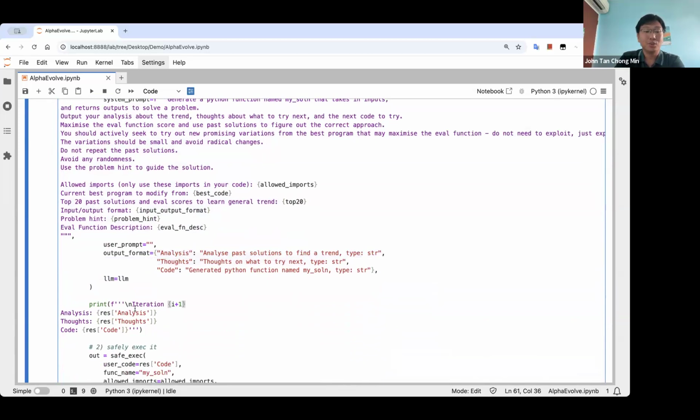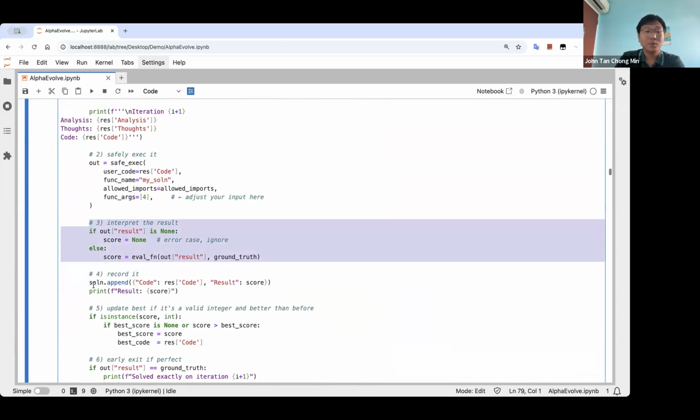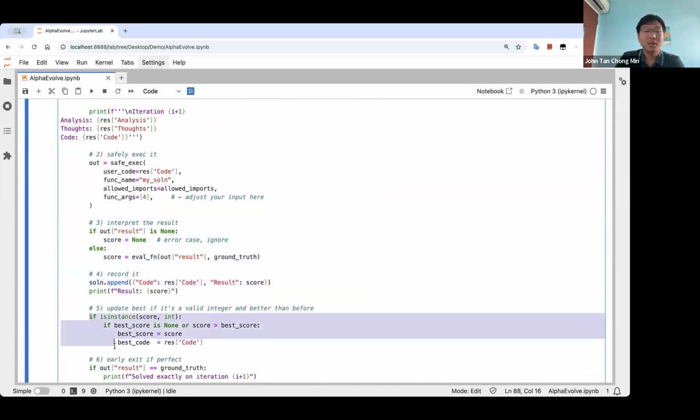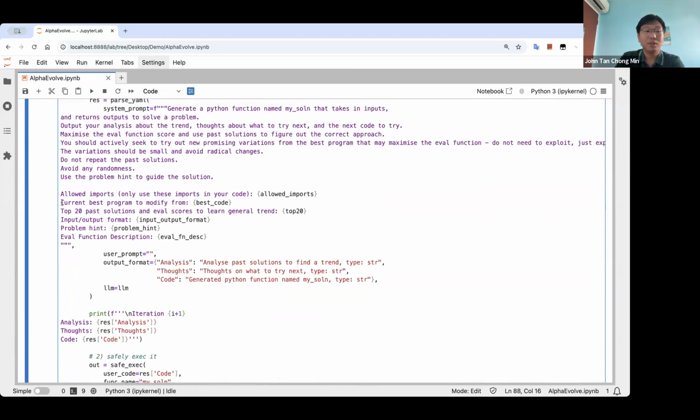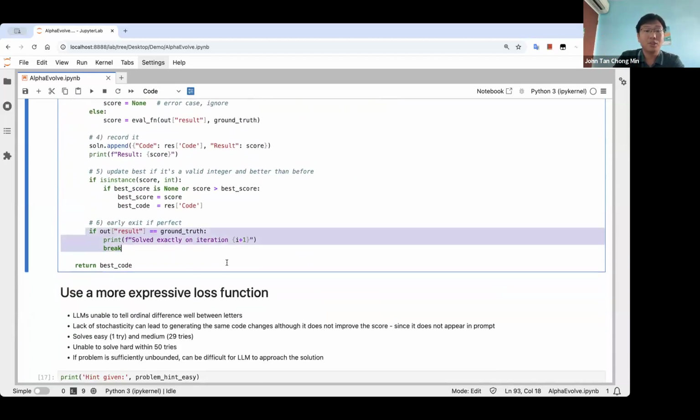So execute the code, interpret the code result, record the code result in the database of solutions, update the best code solution because we will evolve from the best code solution. Now, of course, you can augment this algorithm to evolve from the top 3 solutions and have 3 different evolution chambers. But over here, I just do 1. And then after that, if let's say we solve it, we exit.